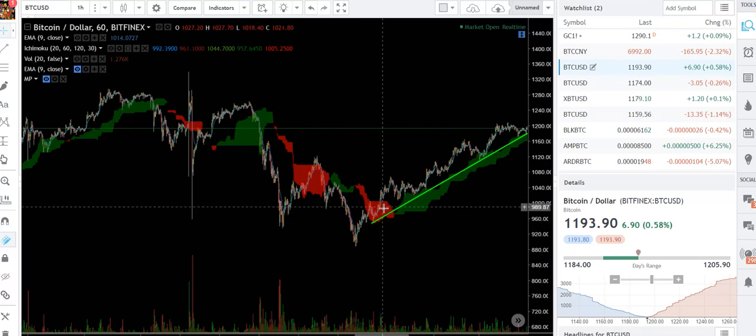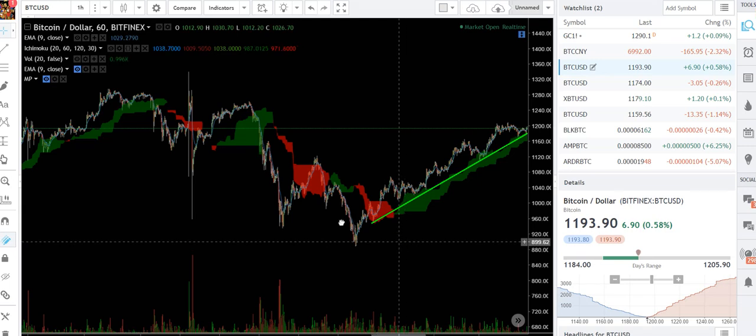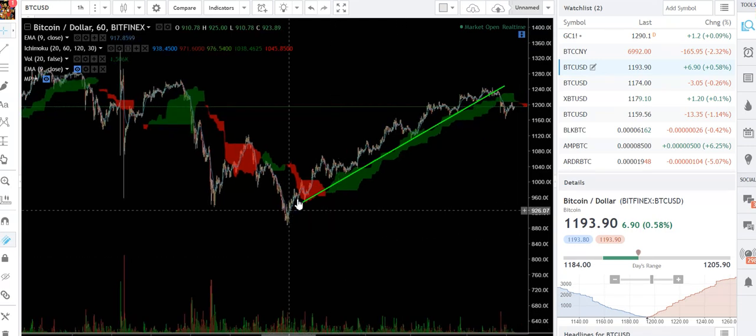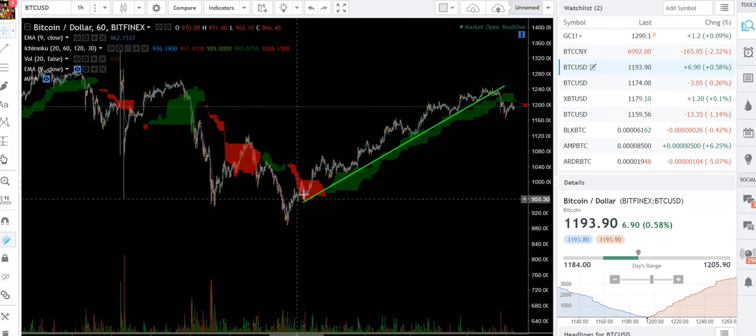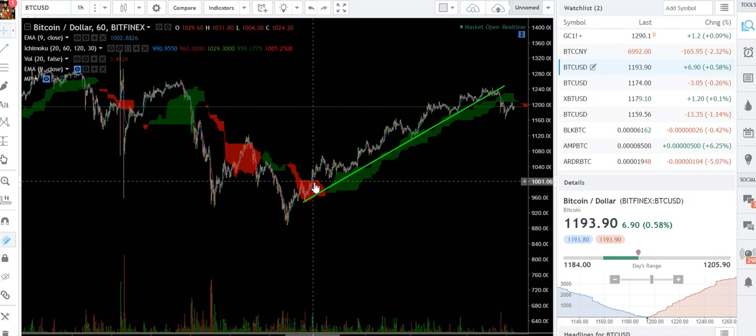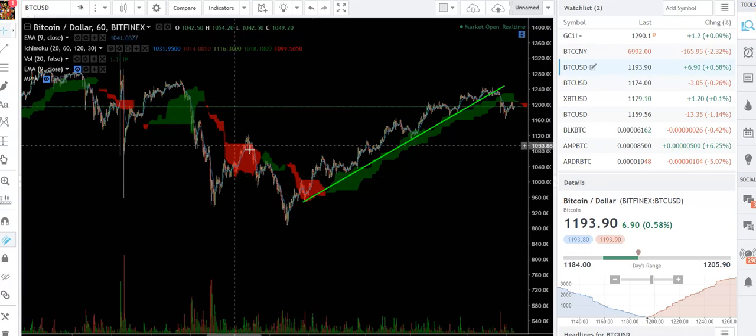So until Bitcoin rallied up right here and got above the Ichimoku cloud again, it was still questionable whether it was going to continue down or not. So this was our first indication here, right here, when it battled right through this hourly cloud and got back on top of the hourly cloud. That was our indication that we're going to possibly turn around here. Okay, it faked us out here. This is the same kind of move, but it didn't maintain above the cloud.